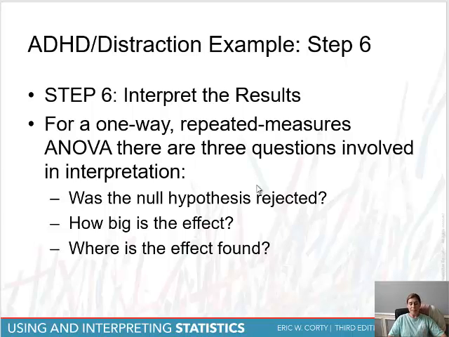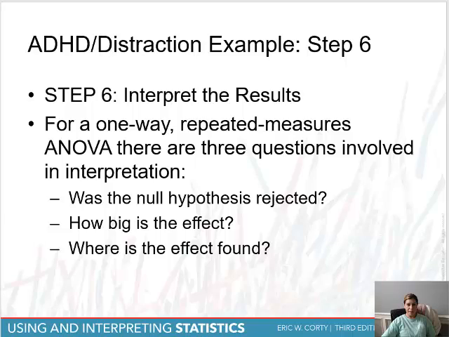So when we have a statistically significant effect, we go ahead and answer 2 other questions. First of all, what is the effect size? How big is the effect? What is the impact of that independent variable on the dependent variable? And then lastly, where is that effect found? Because the ANOVA only tells you, hey, something's going on. It doesn't tell you where that something is happening.